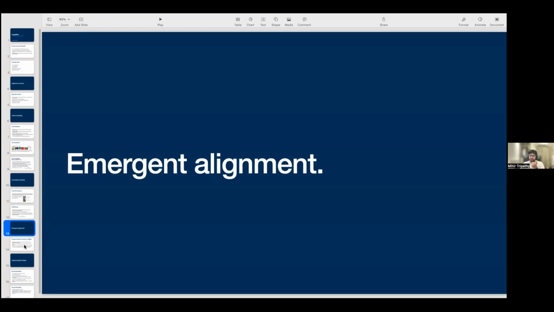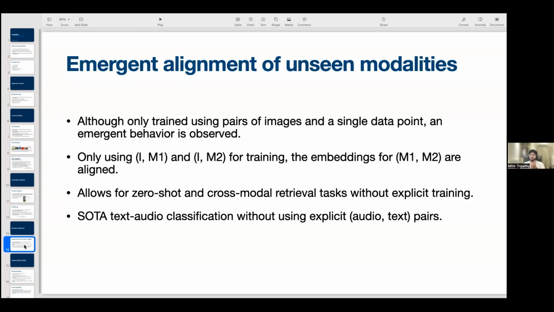emergent alignment, which basically means if we are using image to align with one modality, for example text, and we're using image to align with another modality, let's just say audio, the teams noticed that there's a strong alignment between the two modalities because this is a joint embedding space. They've actually seen that the audio and the text are aligned with each other as well. And this means there's no need of explicit training.